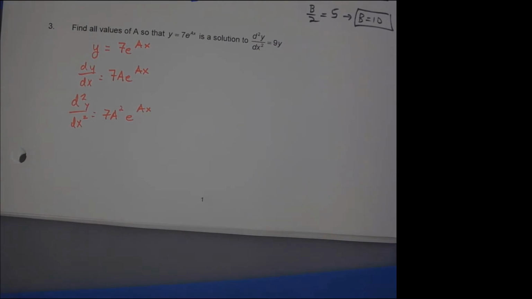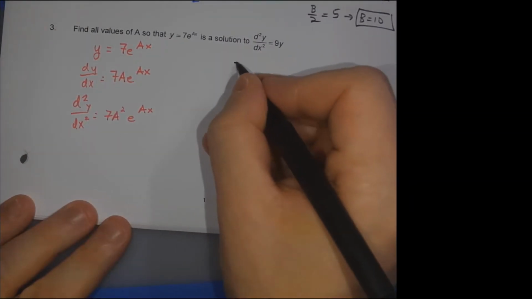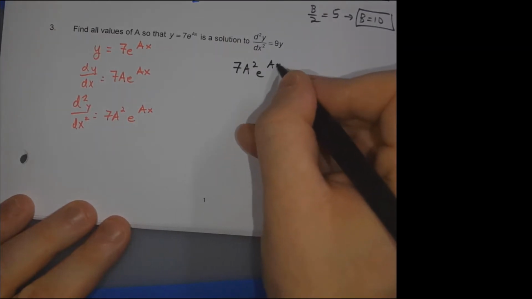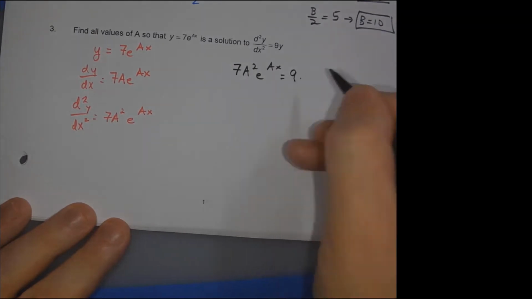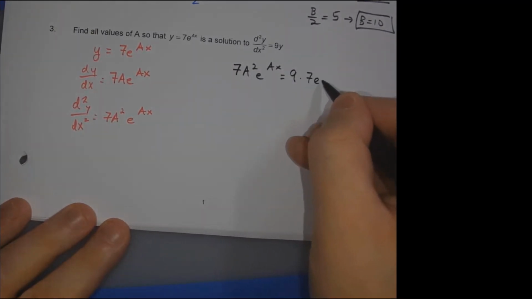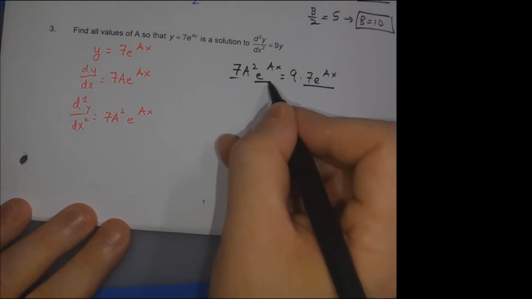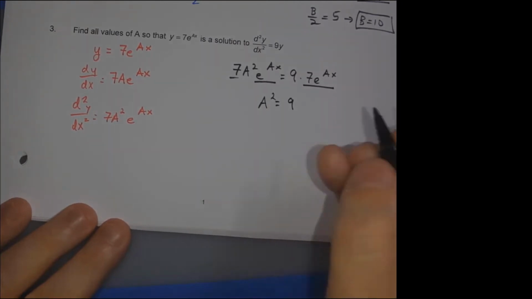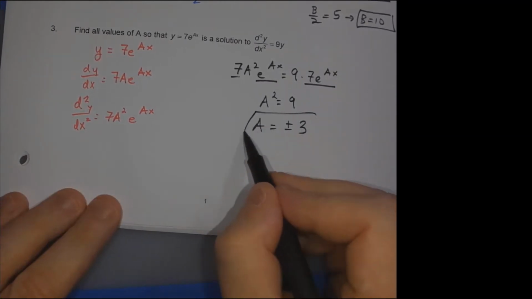So then when we come over to the differential equation, we need d squared y dx squared, the second derivative, 7a squared e to the ax, to be equal to 9 times y. 9 times 7e to the ax. So 7e to the ax, 7e to the ax, and that means we need a squared to be equal to 9, and thus a should be equal to plus or minus 3.